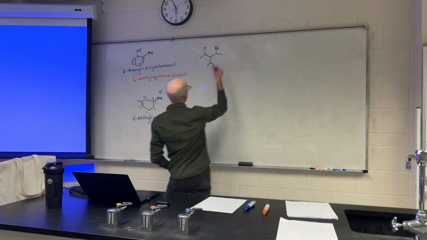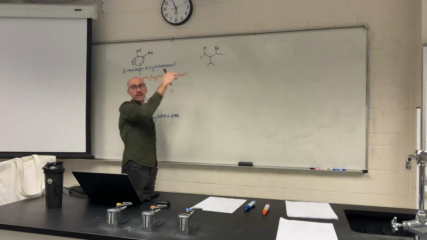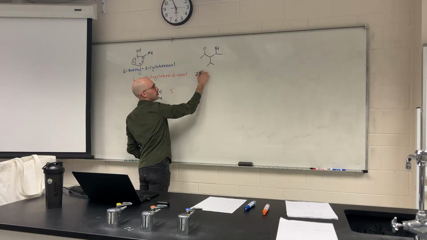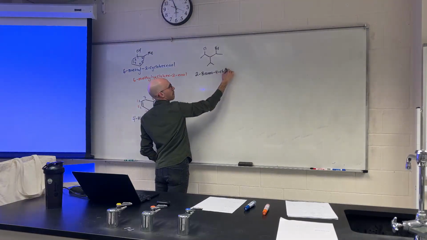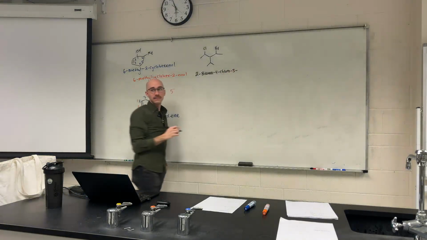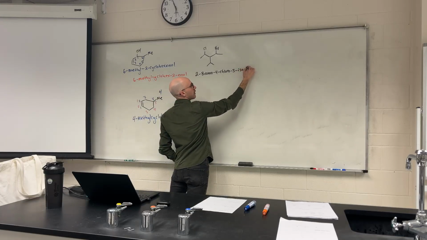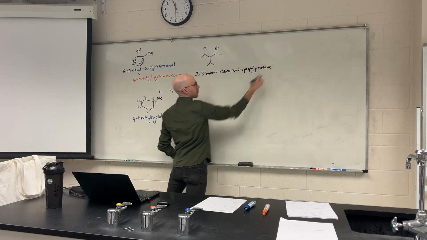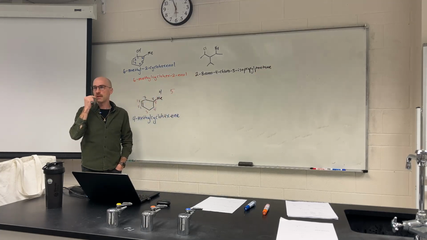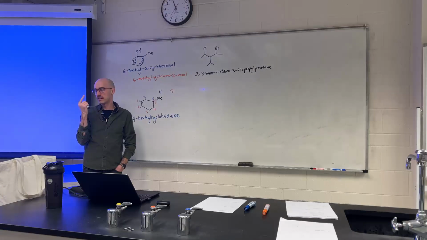Right across the middle. In that case, we'll prioritize bromine over chlorine since they're going to tie. So 2-bromo, 4-chloro, 3-isopropylpentane. Is there any other good name for it? I mean, that is the name that I wanted to give it.